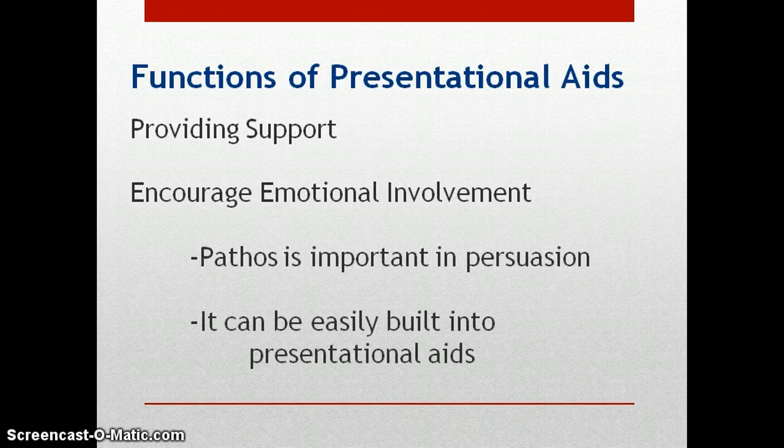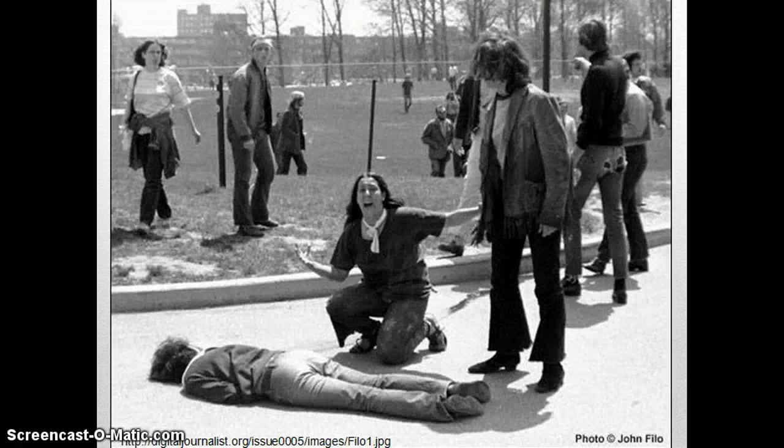Remember, persuasion relies on pathos, that emotional development. And pathos can be very easily put into presentational aids. Take, for example, this photo of the 1970 Kent State shooting. This photo has been used by many students to talk about police brutality on college campuses or free speech and protest on college campuses because it touches such a strong emotional chord.